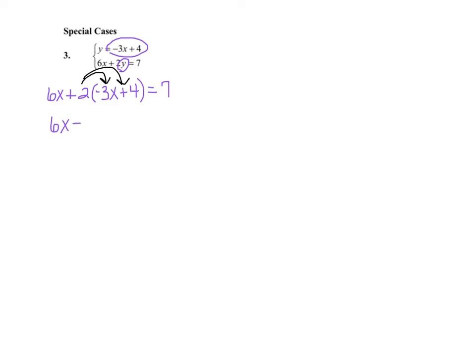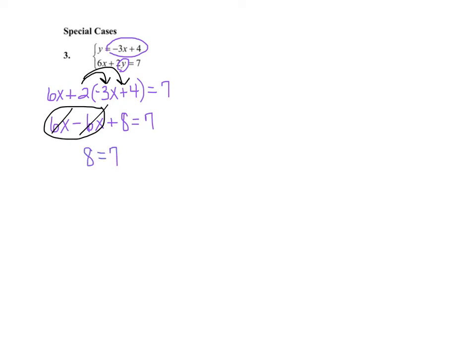So that gives us negative 6x. 2 times 4 is a positive 8, and that equals 7. Our next step is to combine our like terms. So we have 6x minus 6x, that equals 0. So it cancels out, and we're left with 8 equals 7.